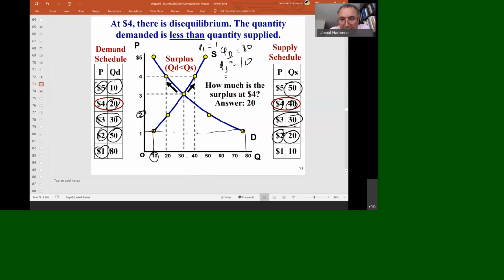How much is the distance between these two points, from here to here? We call it shortage or excess of demand. How much is it? It's 80 minus 10, which means I will sell 10 and I will have 70 people who are not able to get the product. If you have a shortage, the price tends to go up.